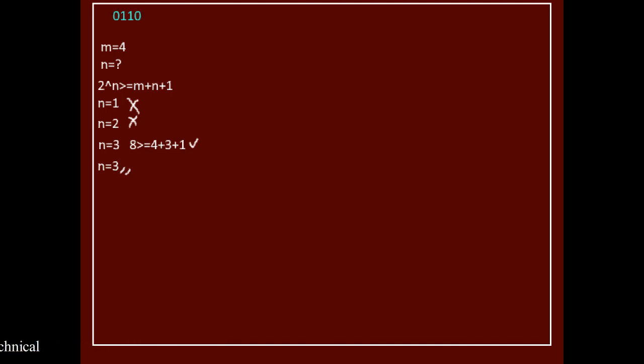Thus, the minimum number of redundant bits that can be added to form the Hamming coded word is 3. So the number of data bits is 4 and the number of parity bits is 3. Thus total there will be 7 bits in the valid code word.